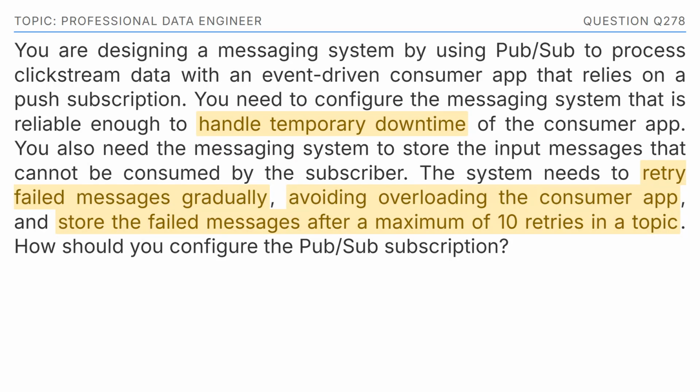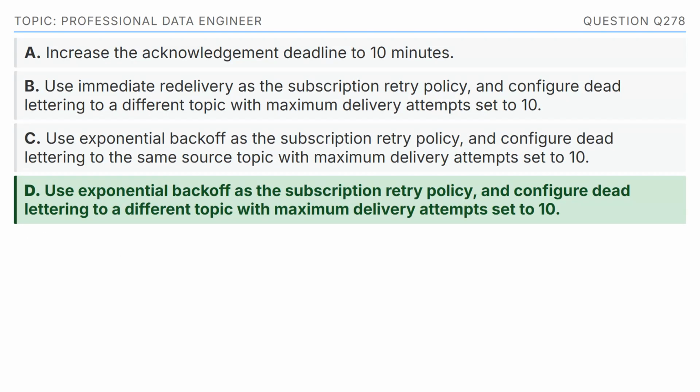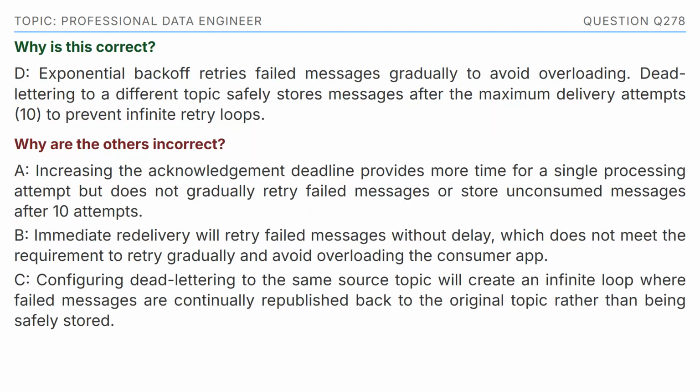To arrive at the correct answer, we focus on the keywords: handle temporary downtime, retry failed messages gradually, avoiding overloading the consumer app, store the failed messages after a maximum of 10 retries in a topic. The correct answer is option D, use exponential backoff as the subscription retry policy, and configure dead lettering to a different topic with maximum delivery attempts set to 10. Why is this correct? D. Exponential backoff retries failed messages gradually to avoid overloading. Dead lettering to a different topic safely stores messages after the maximum delivery attempts, 10, to prevent infinite retry loops.